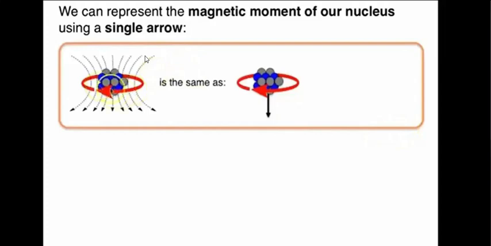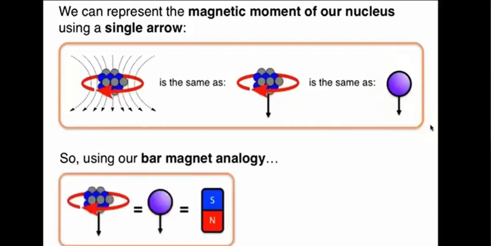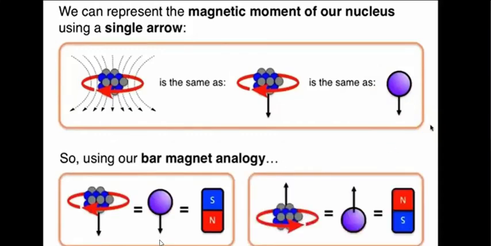This is the north pole. We can represent the magnetic moment of our nuclei using a single arrow. Here is the north pole and north to south pole. The magnetic moment, which is indicated by this arrow, points towards the north pole. In simplification, we represent the overall nucleus as one downward arrow. So using the bar magnet analogy, this is opposing the magnet and this is up with the magnet.